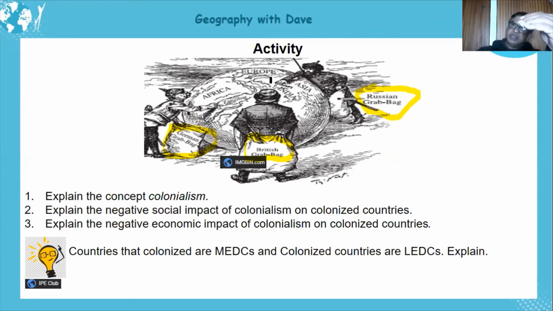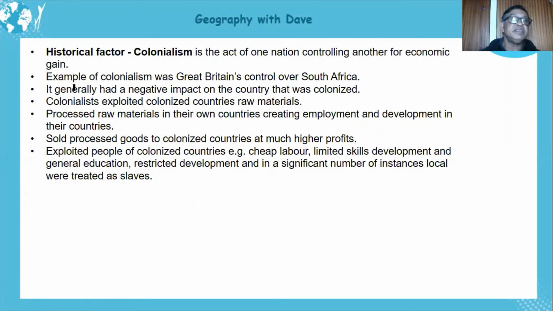It goes from a little easy to more difficult, but it also gives you an idea of the concept so you'll be able to apply it. So look at this. Define the concept colonialism. I want to show you. Can you see? It is an act of one nation controlling another for economic gain. Economic gain. Can you see it? That's your straight definition.